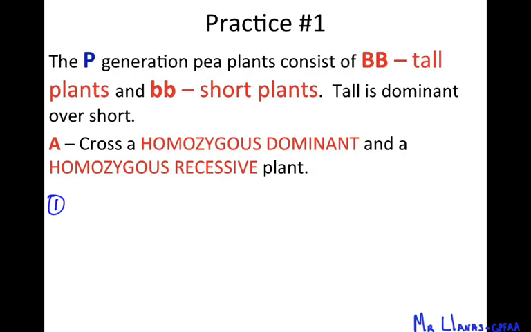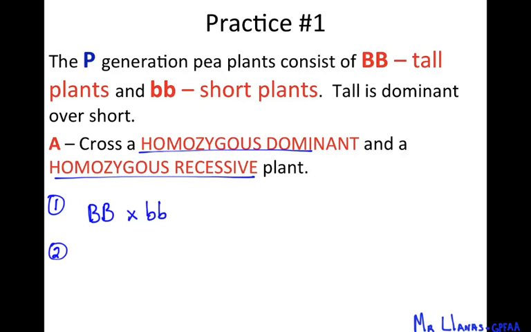So the first step is to identify the alleles of the parent. Well, we know that parent 1, we'll go with this one as parent 1, is homozygous dominant. So that means it's going to have 2 identical alleles, but the dominant alleles. That one is going to be crossed with a homozygous recessive, so that means the alleles are going to be identical, but the recessive ones. Okay, so now we know both parents. That's the cross we're going to do.